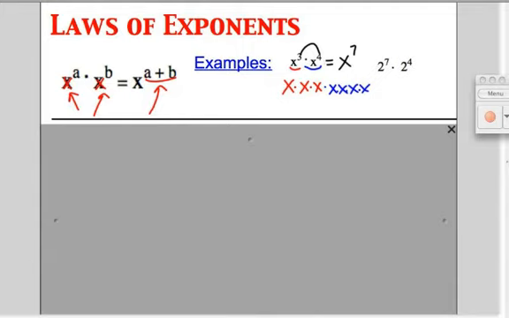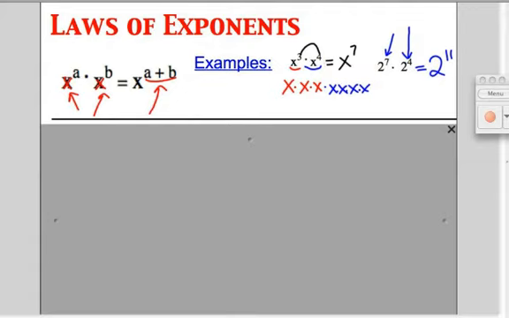For this next one, I don't want to waste my time writing out all of these 2's, but I see that there are 7 2's here, and there are 4 2's being multiplied here. So altogether, we have 11 2's being multiplied. So this is 2 to the 11th. And that is simplified because I've written it with fewer numbers and symbols.